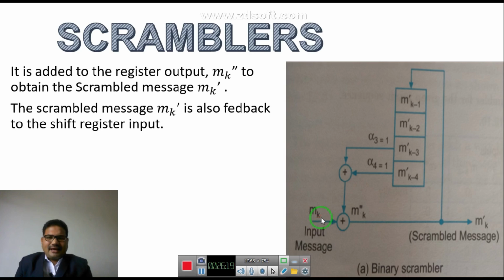Then this has been added to this register output to obtain the scrambled message M dash of K. This M dash of K has been fed back to this shift register input. So you can see this is M double dash of K, this is M of K, and the output is M dash of K. So this is nothing but your modulo 2 adder, and the output of this modulo 2 adder has been fed back to this shift register input.